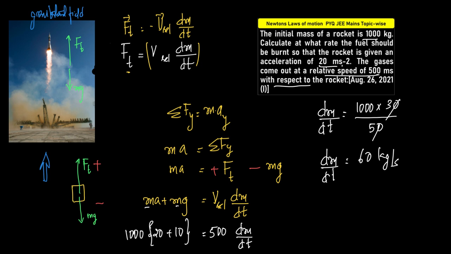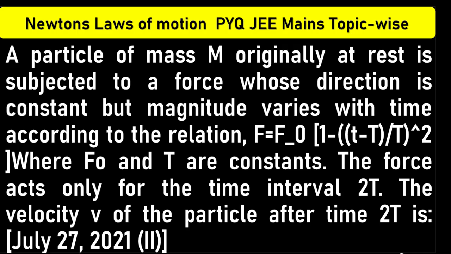Let's go to the next question, which is based on force and acceleration. A particle of mass m, originally at rest, is subjected to a force whose direction is constant but magnitude varies with time according to the relation F is equal to F0 into (1 minus ((t minus T)/T) square), where F0 and T are constants. The force acts only for the time interval 2T. The velocity v of the particle after time 2T is.